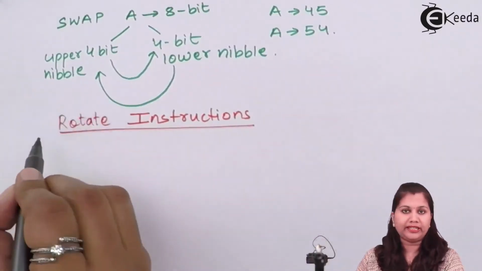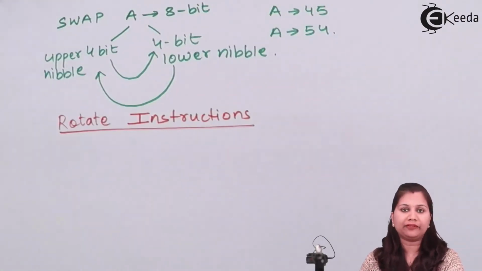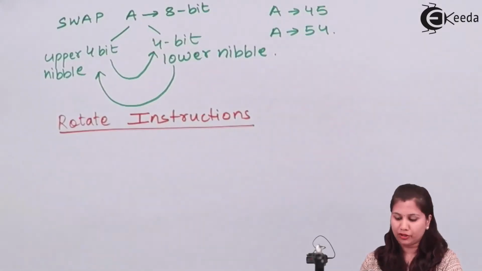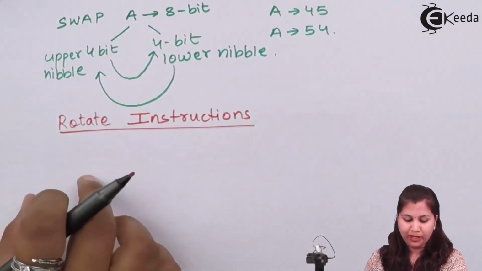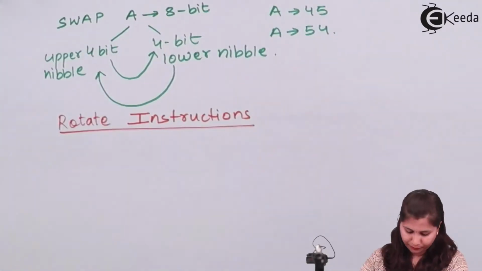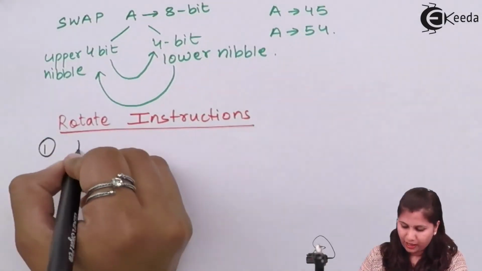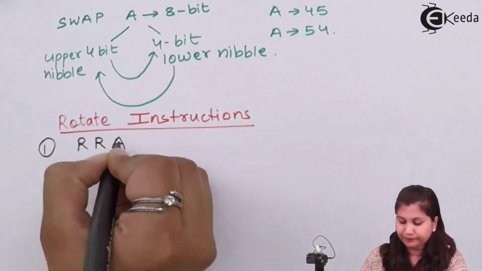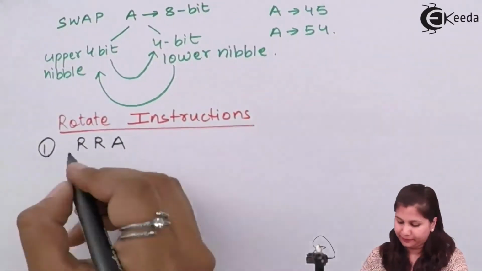As the word rotate says, the contents of the operand are rotated. Either they will be rotated from left to right or from right to left. So depending upon the rotation direction, we have 4 types of rotation. The first instruction is RRA, that is rotate accumulator right.